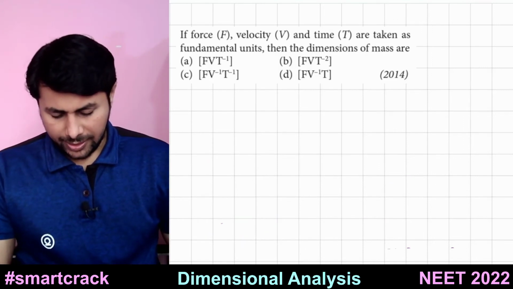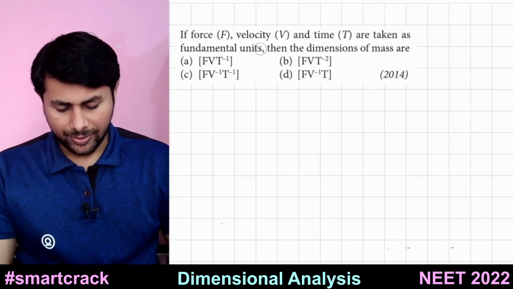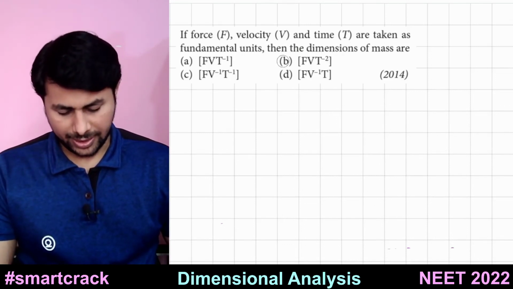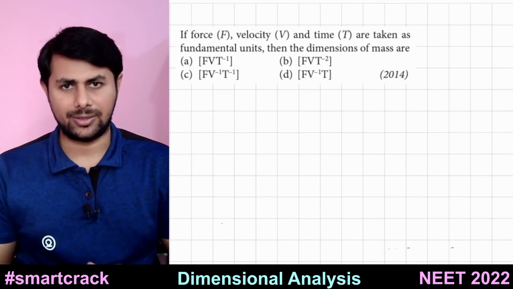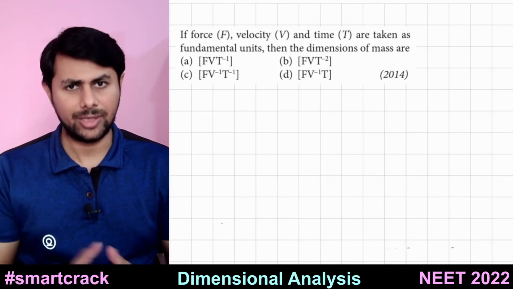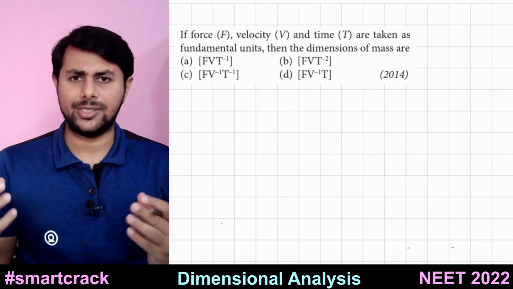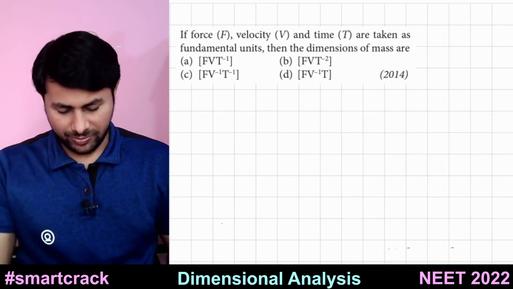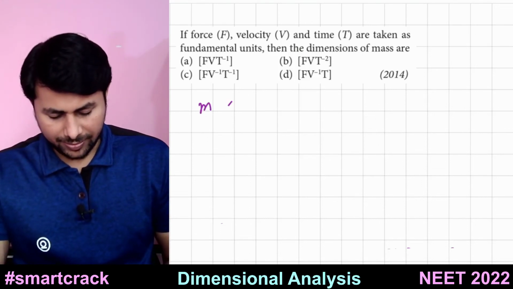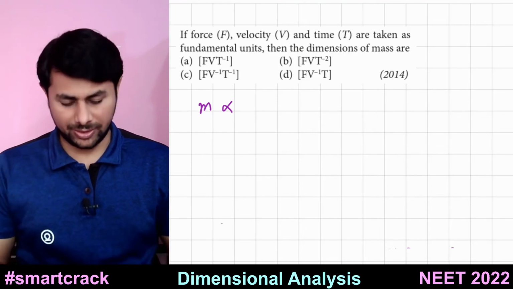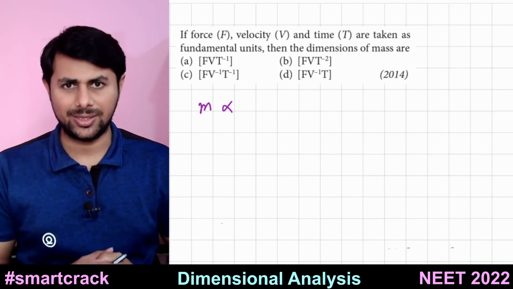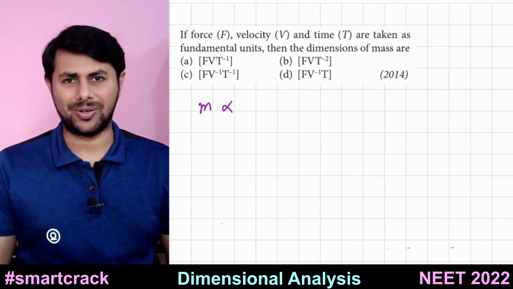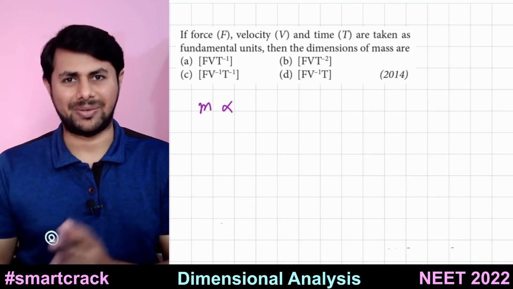Next problem is, if force F, velocity V and time T are taken as fundamental units, then the dimensions of mass are. What are dimensions of mass in terms of these units? So again, it's simple, but it is somewhat lengthy, because now we have to consider that this mass depends on some powers of these quantities, which we saw. Okay. So we solved a problem like this sometime back.